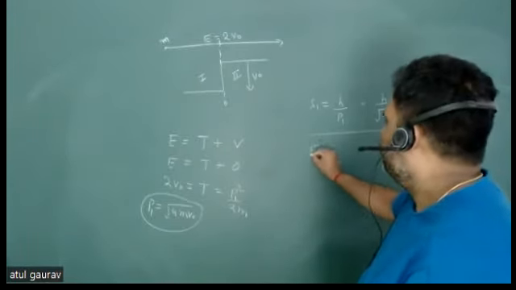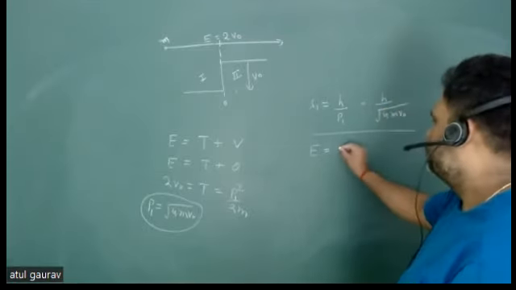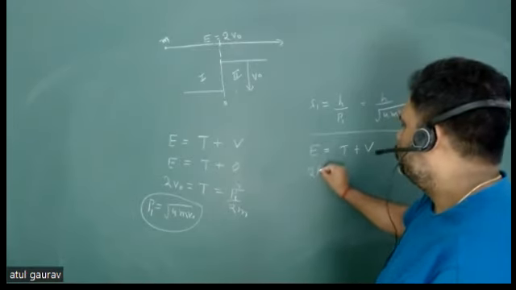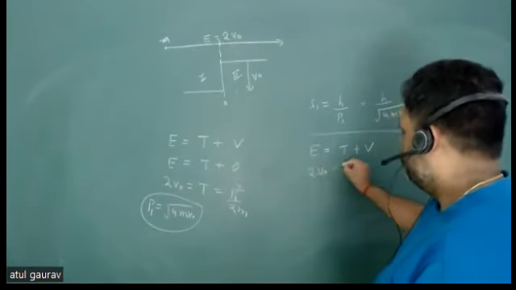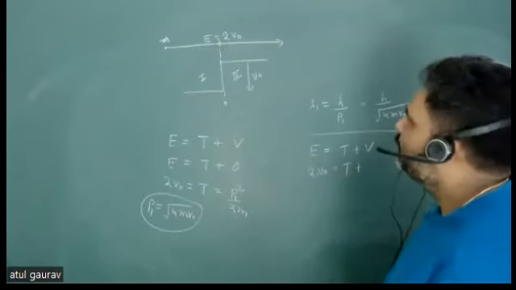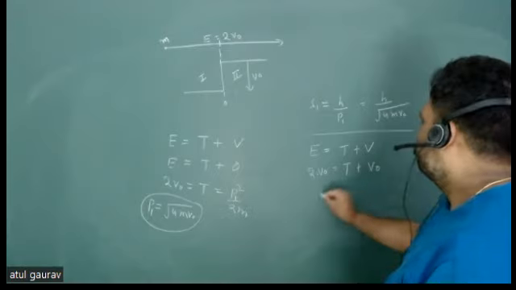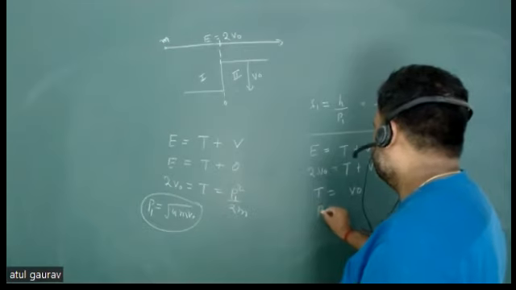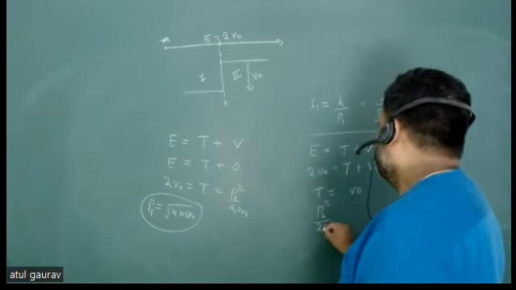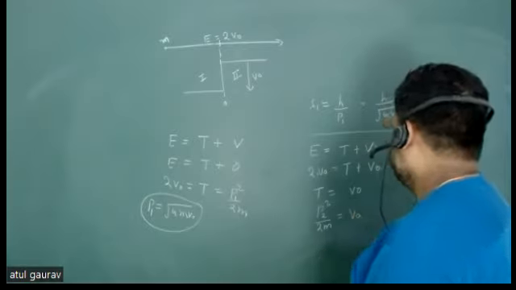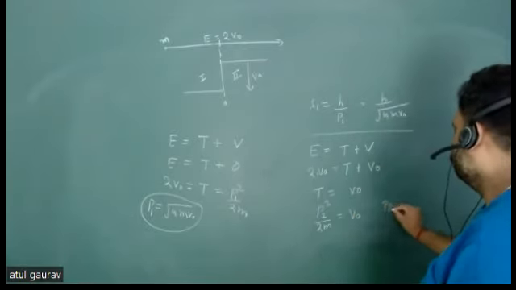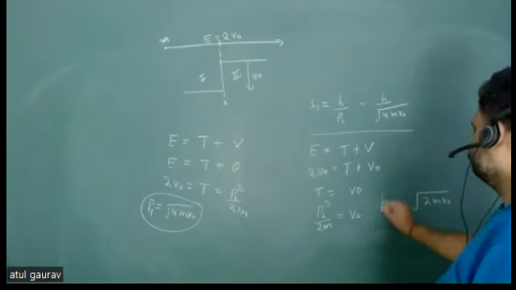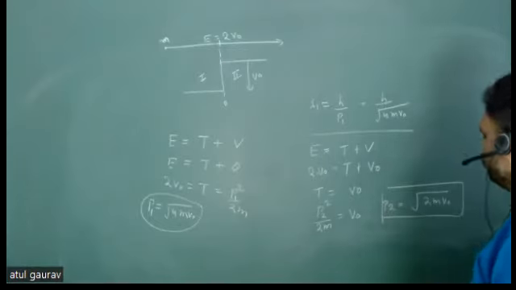What is your E? E is equal to kinetic energy plus potential energy. The total energy is 2V0. Your kinetic energy is T. What is your potential energy? V0. So what is your kinetic energy now? V0. So now again you can write P2 squared upon 2m equal to V0. So P2 is root of 2mV0. This is your momentum in the second region.